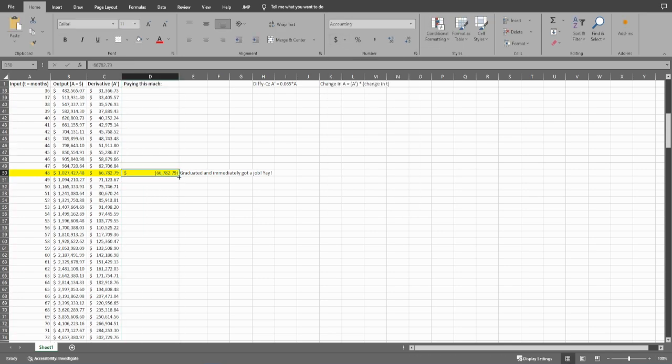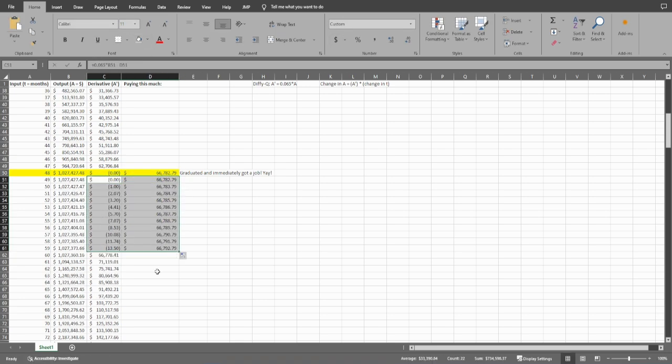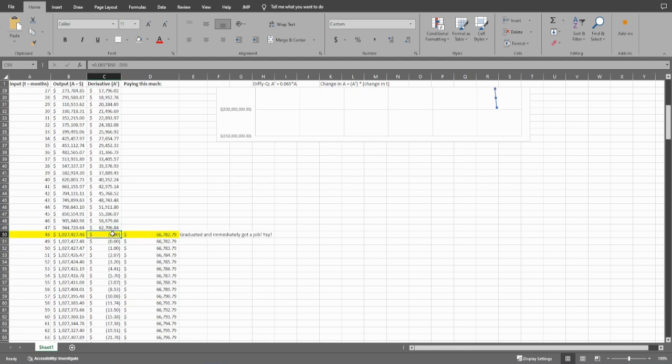Now let's go one step further. We'll make a column here for how much we pay off, and after month 48, we'll just copy the same number all the way down. We'll also copy the diffq all the way up as well.